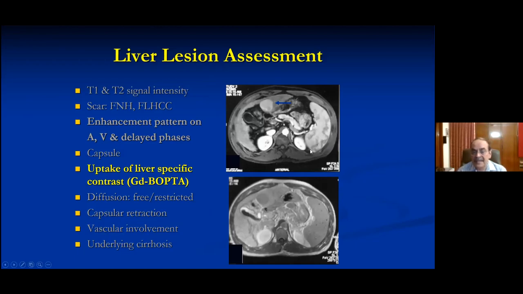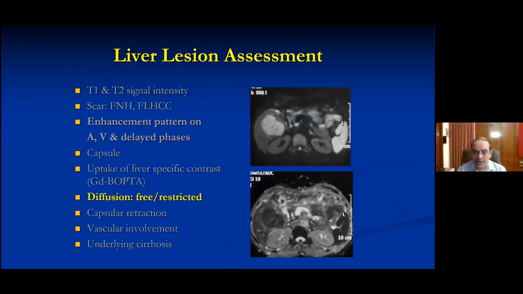On the other hand, this is a cirrhotic patient. Notice the enhancing lesion in the arterial phase. And then on the hepatocyte phase, this lesion is not taking up any contrast. The background liver is bright. This is the contrast in the gallbladder because this agent has biliary excretion. So this lesion is suggestive of a hepatocellular carcinoma in the appropriate background of cirrhosis.